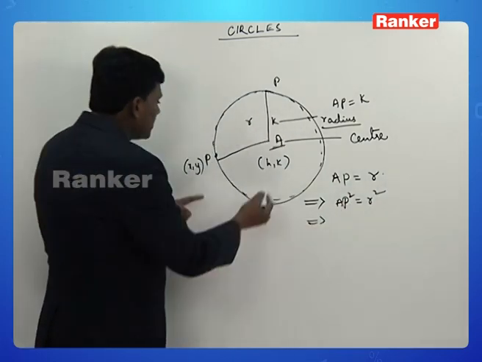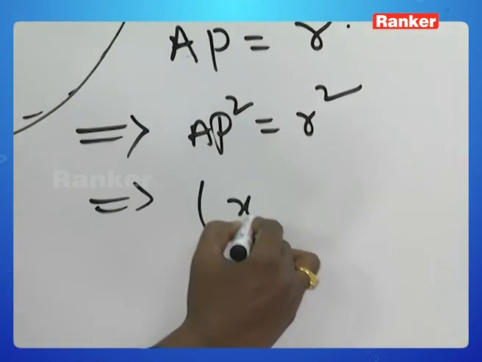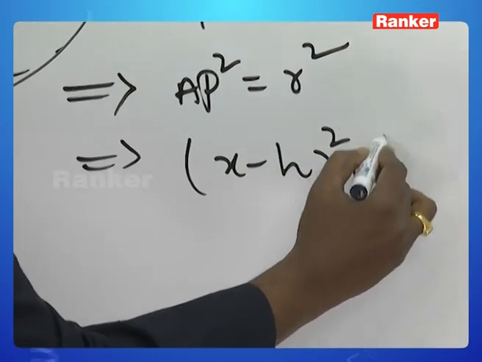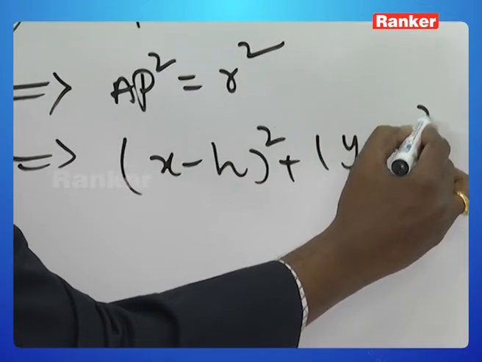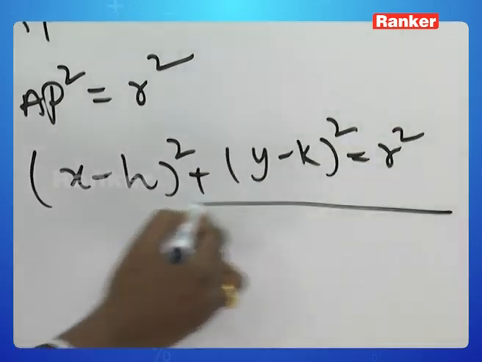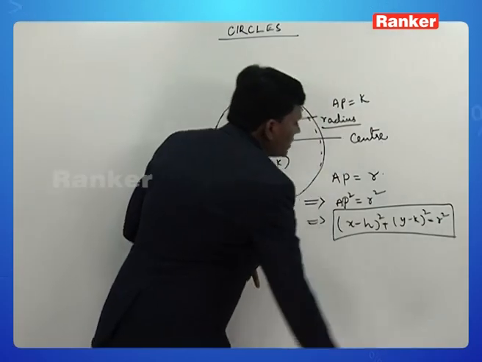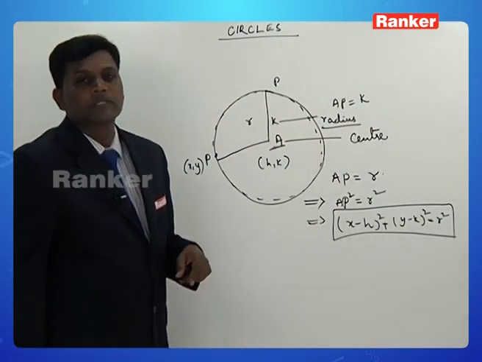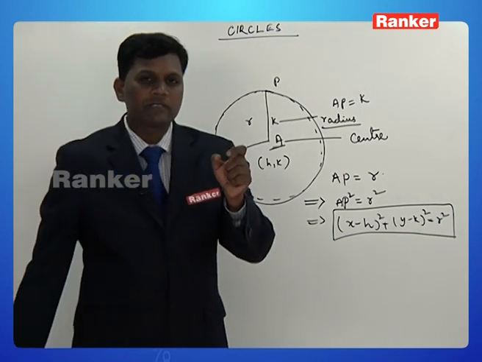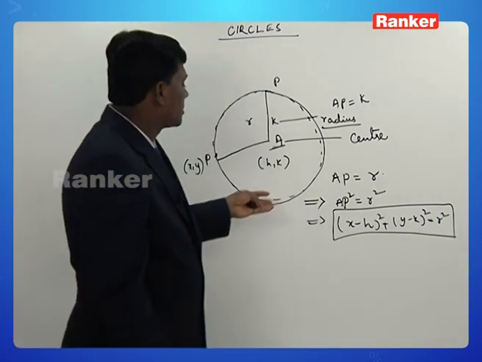The distance between two points formula applies here. You are getting (x minus h) whole square plus (y minus k) whole square equals r square. This is taken as the center-radius form of a circle, the very first result we are introducing in this chapter.